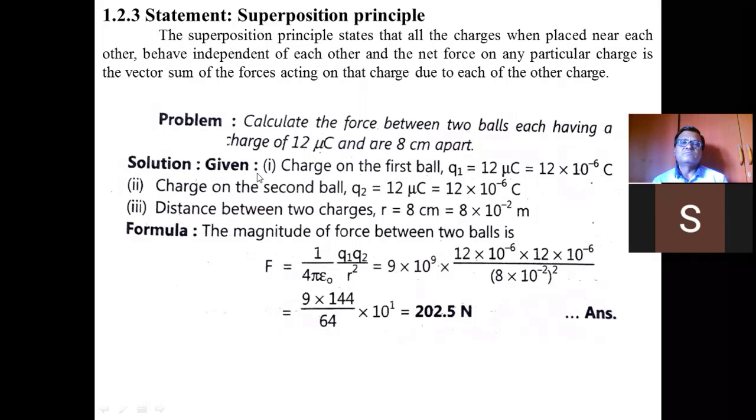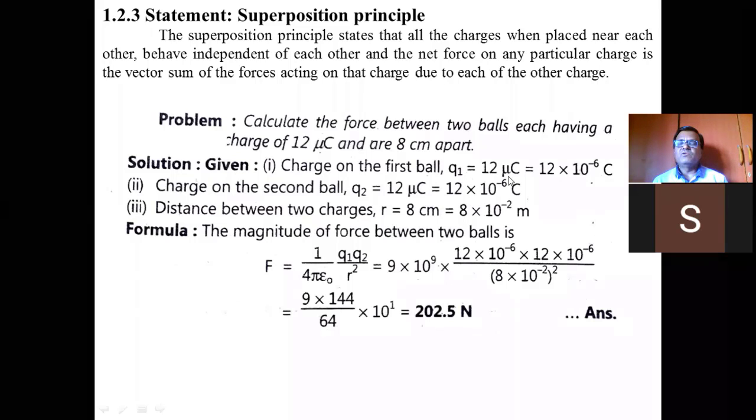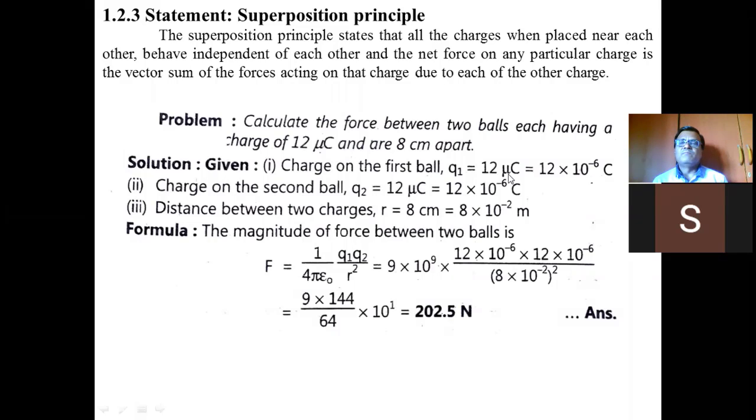Now in the solution, first we have to consider the given quantities. Charge on the first ball, that is called Q1, is equal to 12 microcoulomb, that is 12 into 10 raised to minus 6 coulomb. Okay, we have to convert microcoulomb into coulomb because we have to consider the SI system of units. Then charge on the second ball, Q2, is equal to 12 microcoulomb, that is again 12 into 10 raised to minus 6 coulomb. Distance between these two charges is r equal to 8 centimeter. We have to convert it into meter, that is 8 into 10 raised to minus 2 meter.